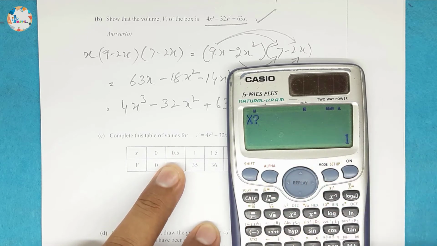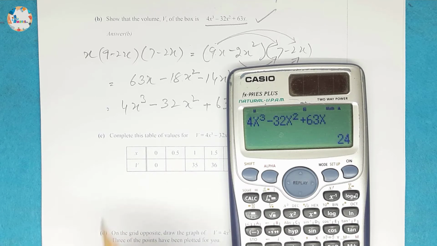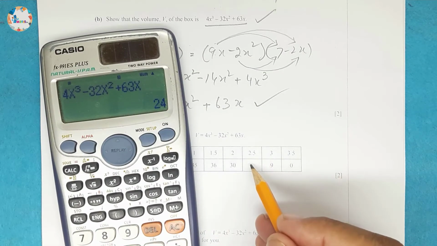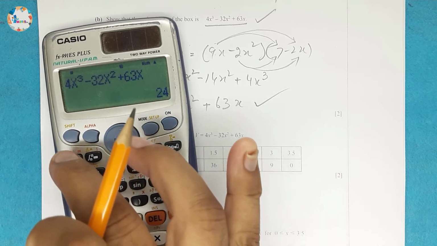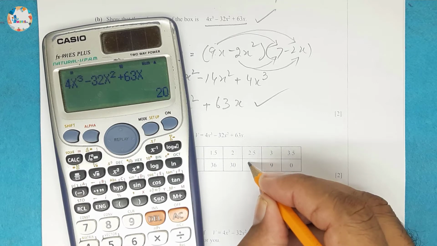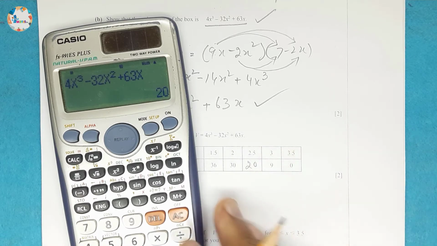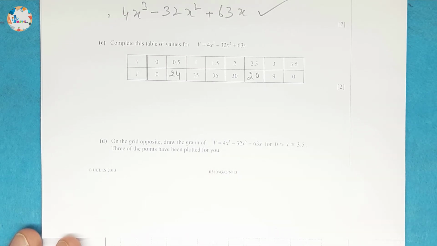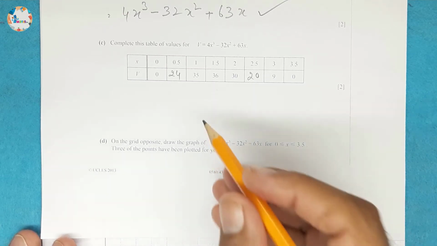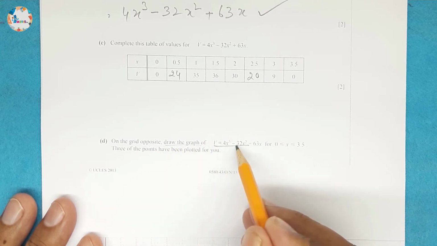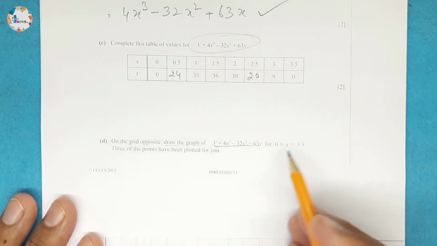So calculate for 0.5, and this will result in 24. So our value over here will be 24, and now we can calculate for 2.5. So calculate for 2.5, and this will be equal to 20. So our value will be 20 over here. This is a 2-mark question. Basically we just have to provide the values. Done.